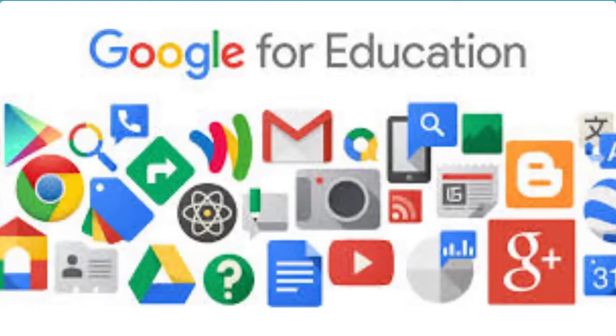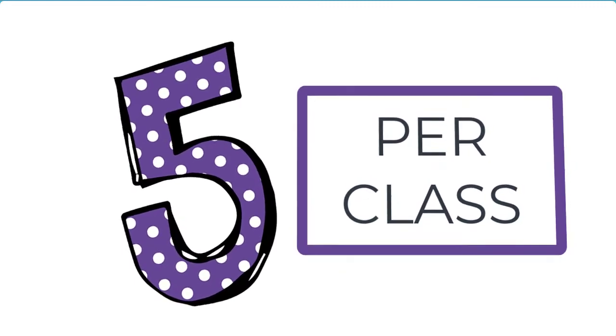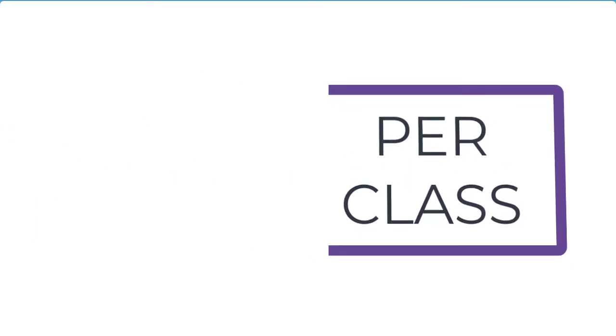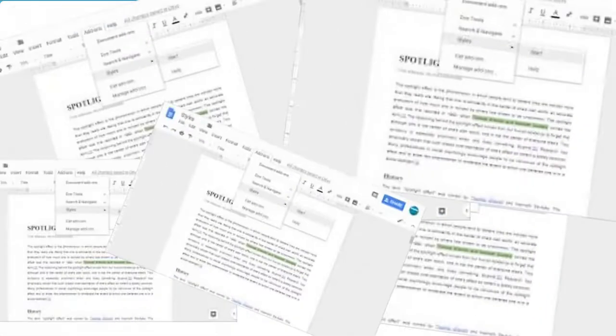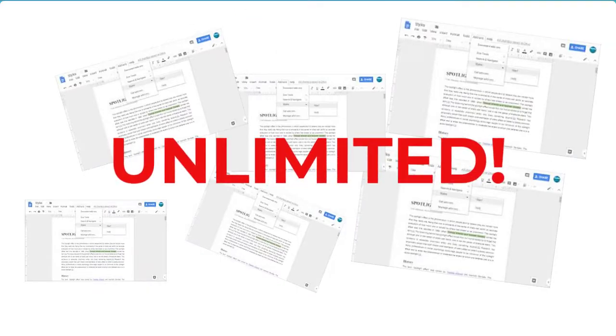The Originality Report is only available in the Google for Education. If you have just the standard Google for Education, you are only permitted 5 Originality Reports per class. But if you have Google Enterprise, then your Originality Reports are unlimited.